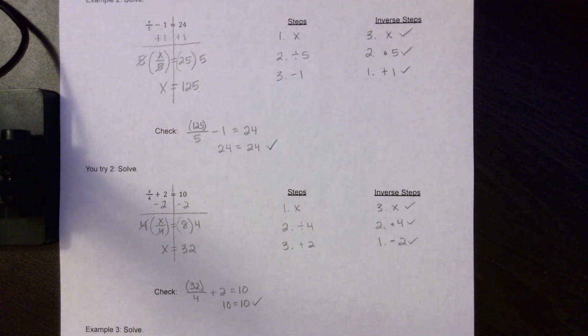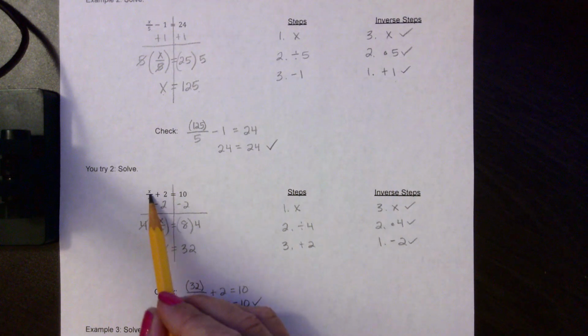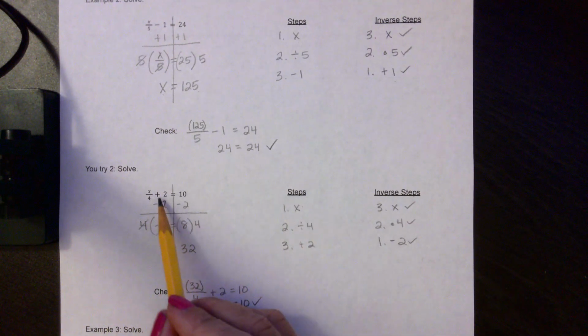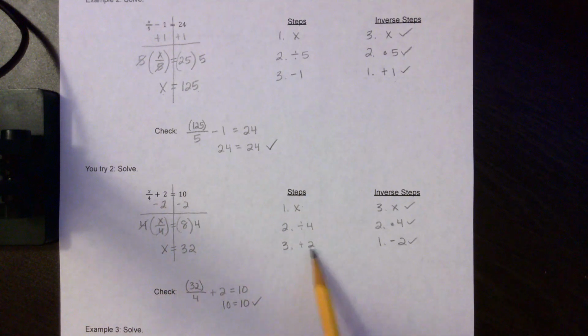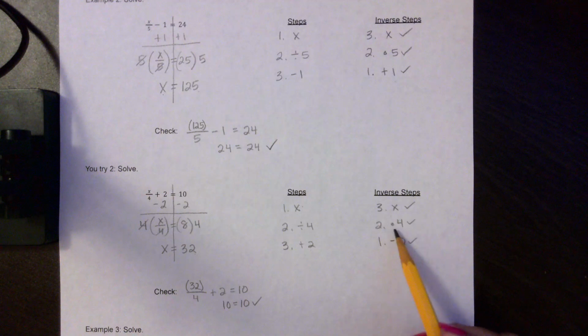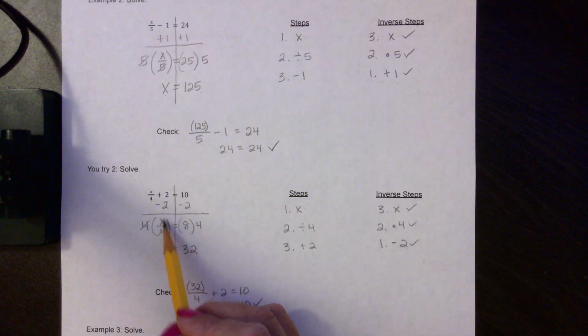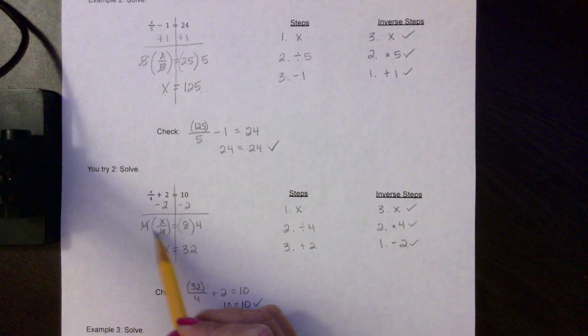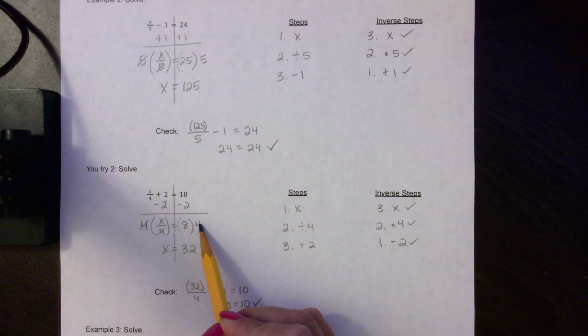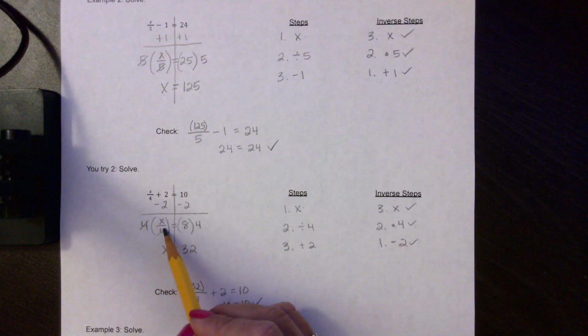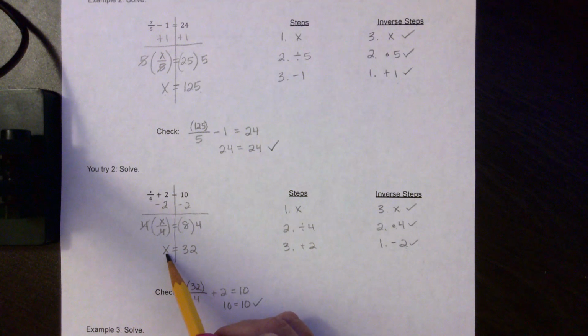If you'd like an explanation of this, for my steps here, I started with x, I divided by 4, I added 2. So my inverse steps were end with x, multiply by 4, subtract 2. So the first thing that I needed to do to both sides was subtract 2. I ended up with x divided by 4. Then I chose to multiply both sides by 4 because that was my next step. The 4's divided out. I was left with x.